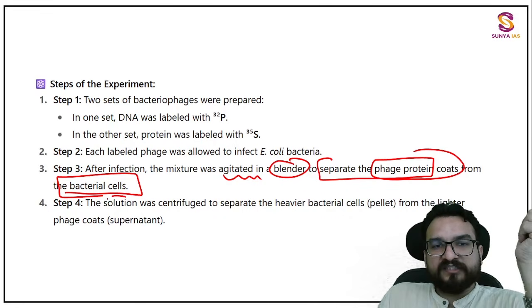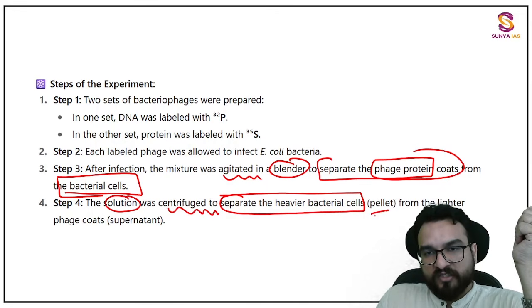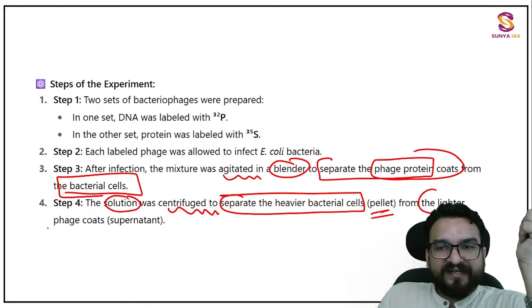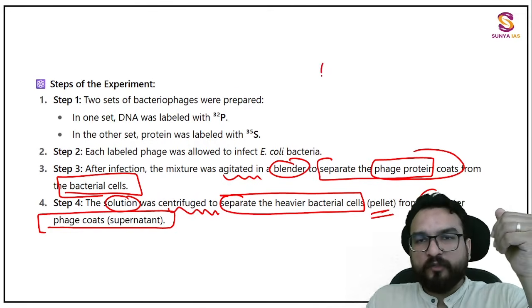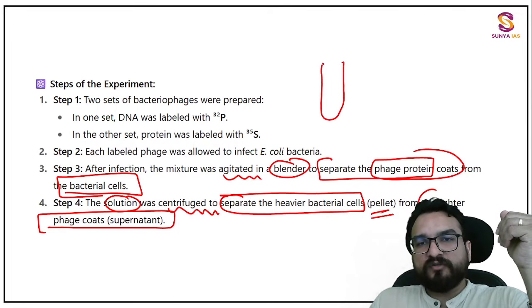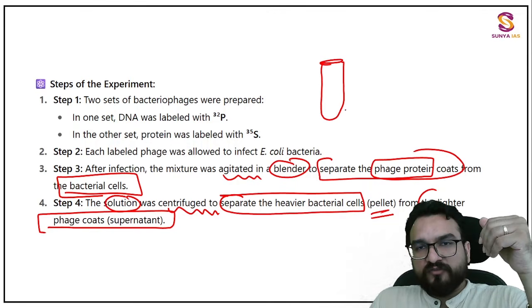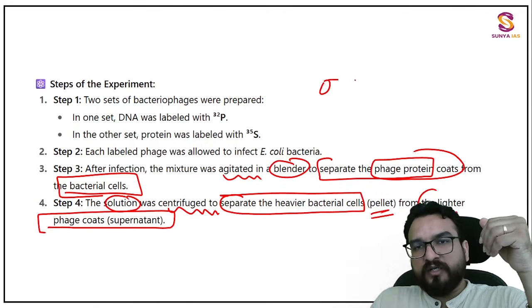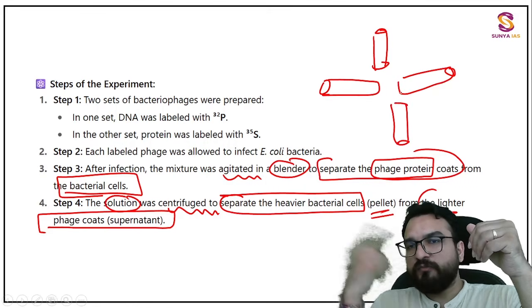Now the fourth step is that the solution was centrifuged to separate the heavier bacterial cells, known as pellet, from the lighter phage coats, known as supernatant. Nothing over here, don't worry about it. Basically they will be utilizing the centrifuge in the test tube. A centrifuge, if you have seen it or not, will be like this. These are suppose certain test tubes, which you will be seeing horizontally. So this will rotate like this.